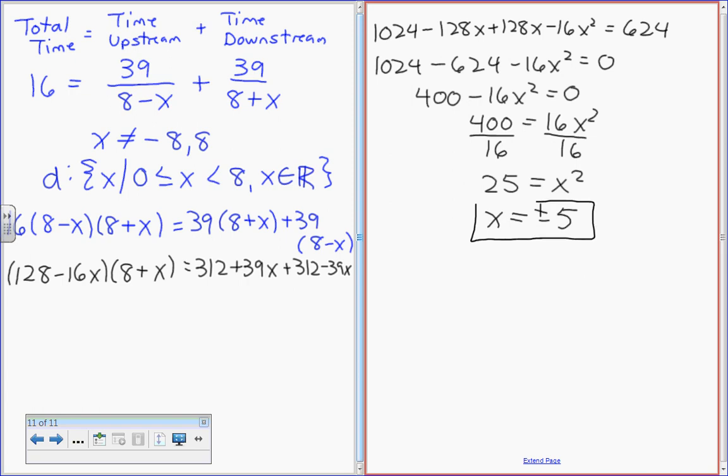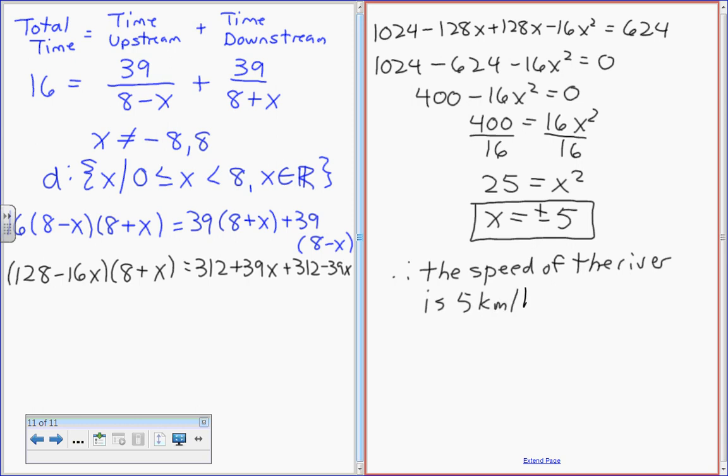Okay, is that my final answer, plus or minus 5? Somebody says yes, plus or minus 5 is my answer. I'm going to say incorrect because of this statement right here. So we're going to say just 5. So therefore, the speed of the river is 5 kilometers per hour.